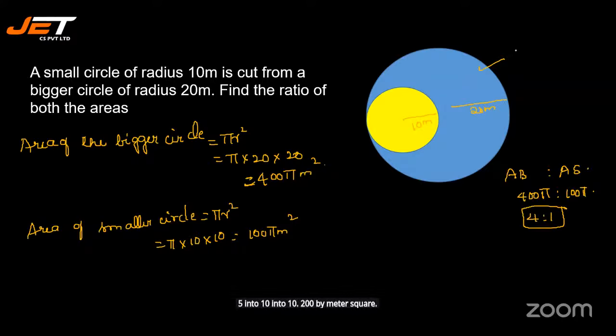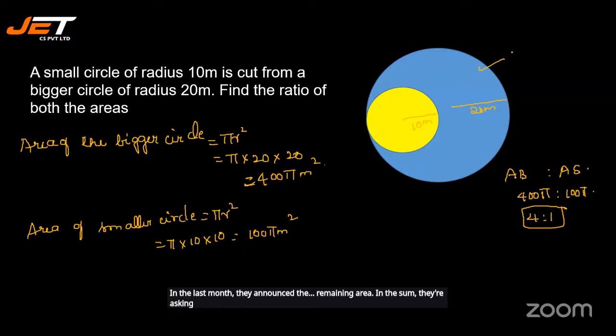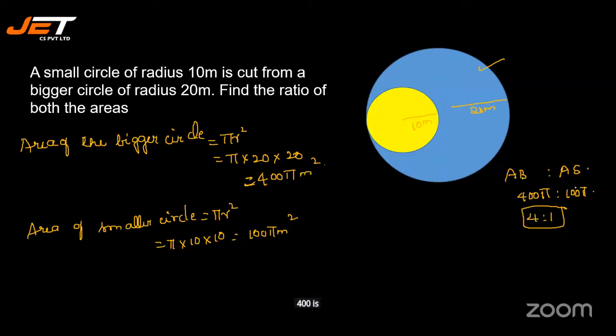In the last sum, they had asked the remaining area. In this sum, they're asking us the ratio of both the areas. So you should find out the ratio. 400 is to 100, that is 4 is to 1.